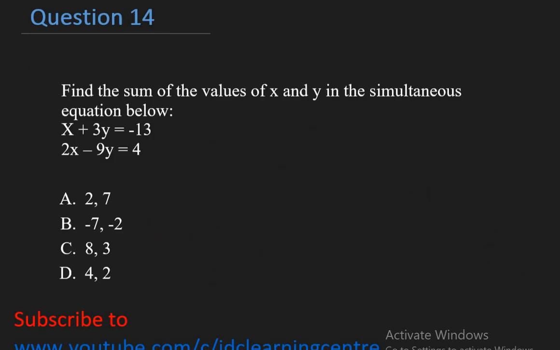Question 14. Question 14 is simultaneous equation. Find the sum of the values of x and y in the simultaneous equation below. x plus 3y equal to minus 13. 2x minus 9y equal to 14. So let this be equation 1. Let this be equation 2. Let me split the board. From equation 1, let me use substitution method. I want to make x the subject of the formula.